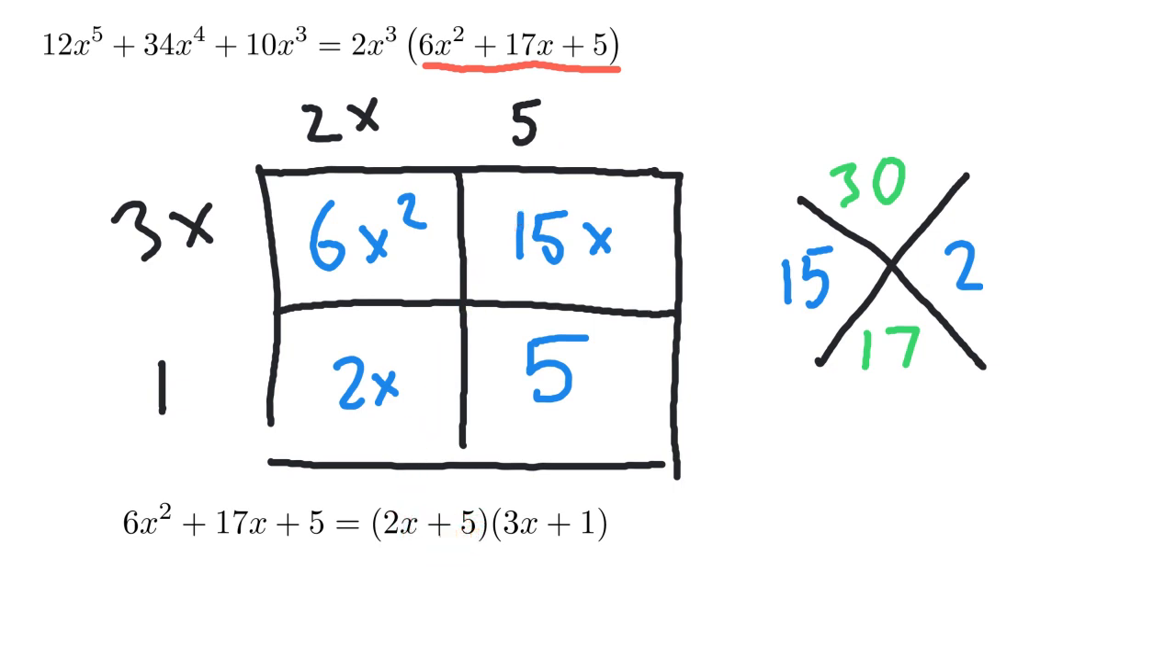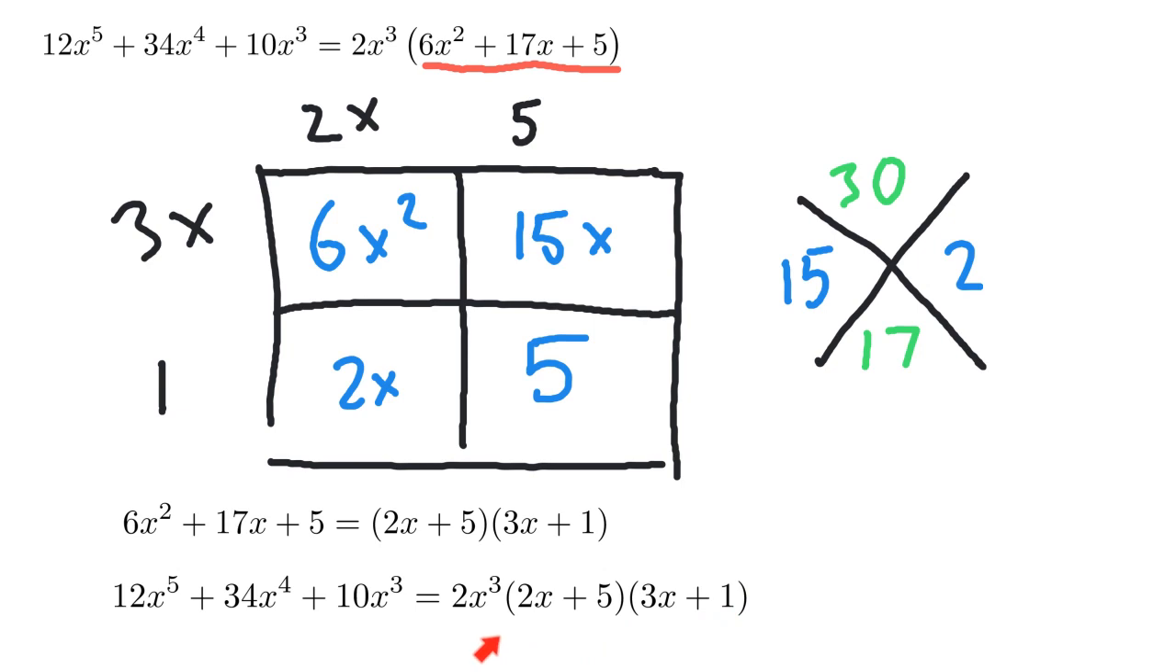And so in the bigger problem, if I put it all back together, the original polynomial, 12x to the 5th plus 34x to the 4th plus 10x cubed, is, now here's our GCF, we just carry it through, 2x cubed. And then we were able to break down that trinomial into a 2x plus 5 and a 3x plus 1. So this would be the factorization of this expression right here. So this is the box model.